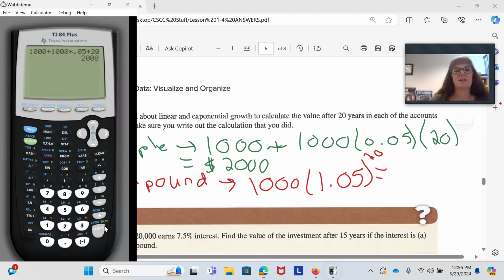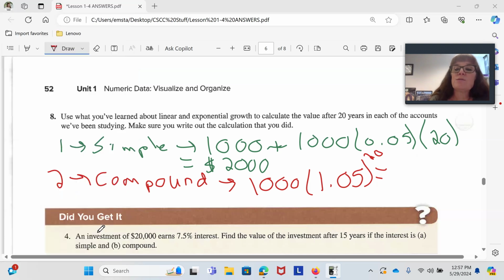And then we can put that into my calculator. 1,000 parentheses 1.05. That's my growth factor. Remember, the caret button is below the clear, above the division. Looks like a triangle missing its bottom. And I want to put that in for 20 years, and then I hit enter, and it tells me that there is $2,653.30 when we round that the right way. So 2,653.30.